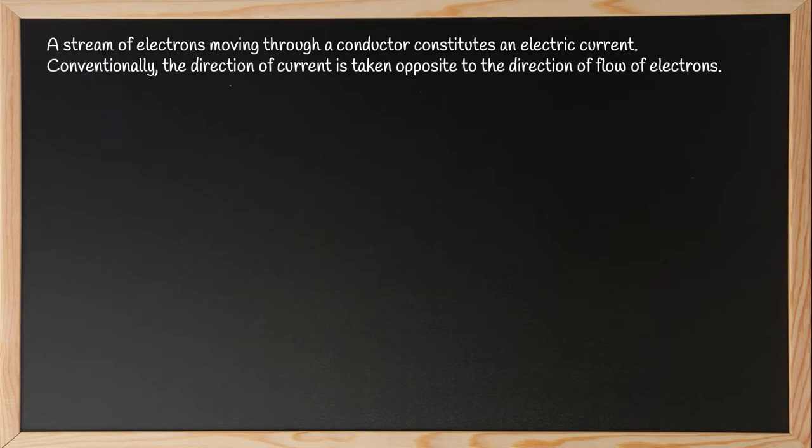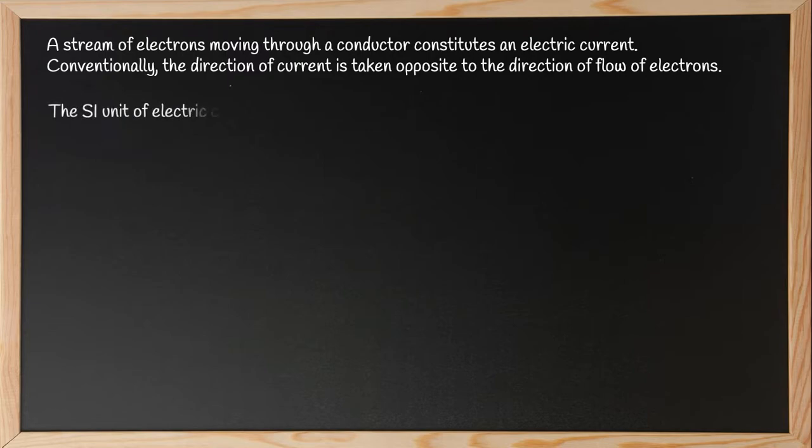So how is this electric current produced? This electric current is produced because of the flow of electrons. As the electrons move, electric current is produced or generated. But conventionally, the direction of current is opposite to the direction of flow of electrons. For example, if the current is moving towards the right, then the direction of flow of electrons will be towards the left. So both are opposite in direction.